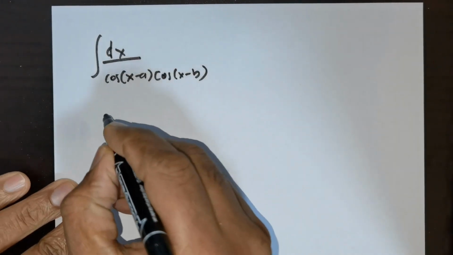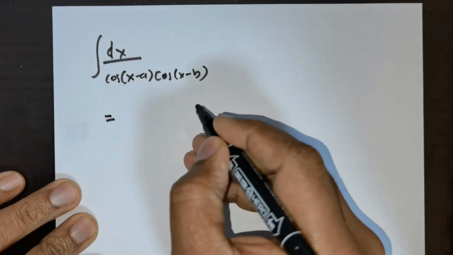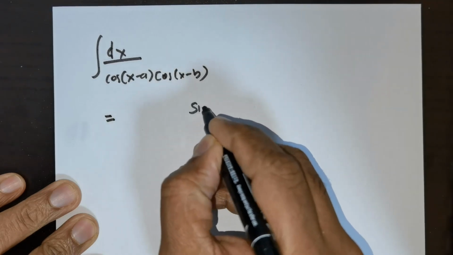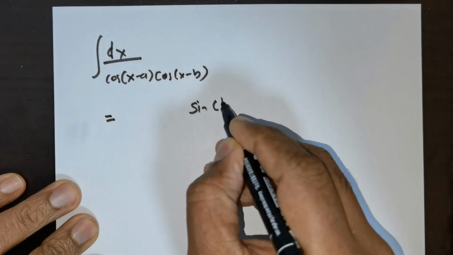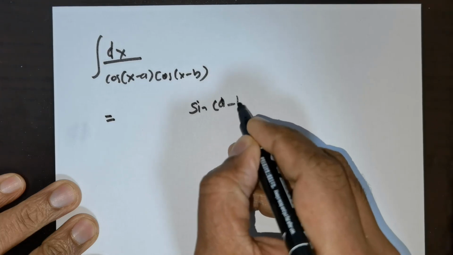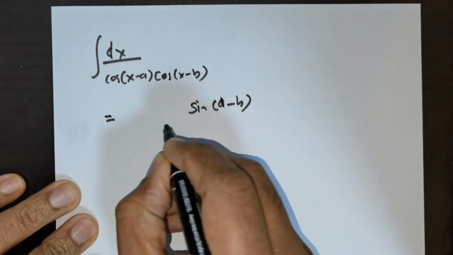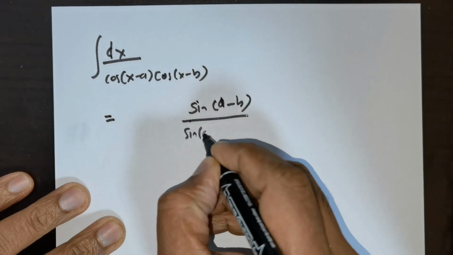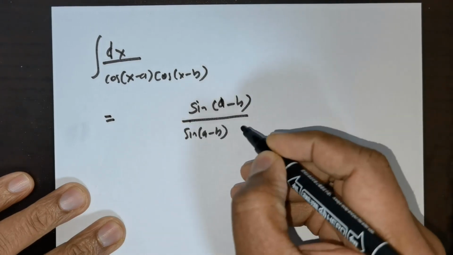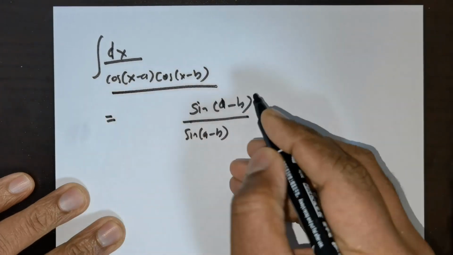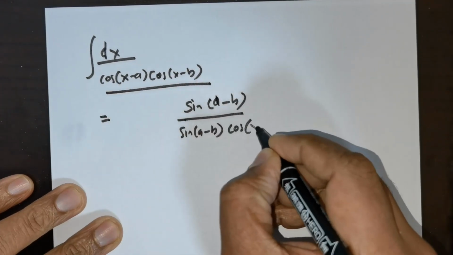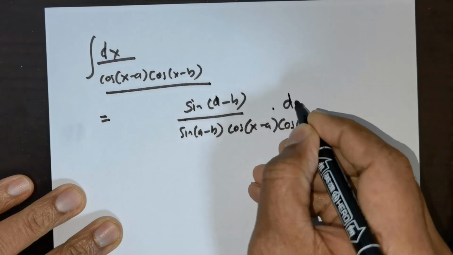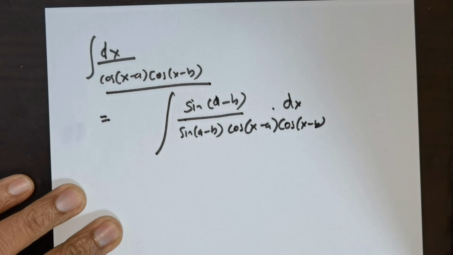To integrate this, I would rewrite it as follows. I will multiply the numerator by sine of (a − b), and divide the quantity by sine of (a − b). You get this quantity in the denominator. Rewrite it as it is: cos(x − a) times cos(x − b), multiplied with dx, and we have to integrate this.